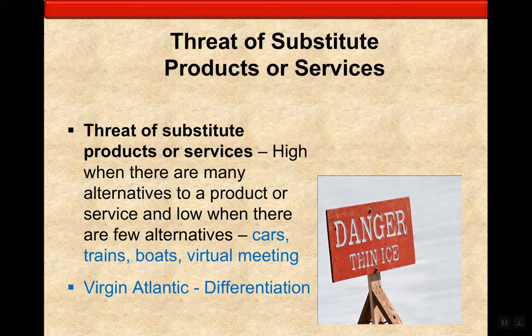Third are substitute products. The threat is high when there are a lot of alternatives, and low when there are few alternatives. So the idea is being able to establish yourself in such a fashion that people don't have other alternatives. Not that easy to do. If it was easy, everybody would do it.